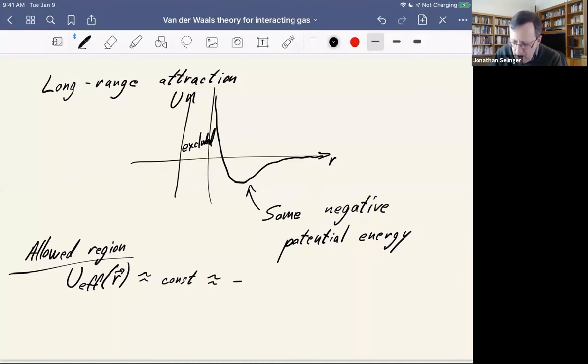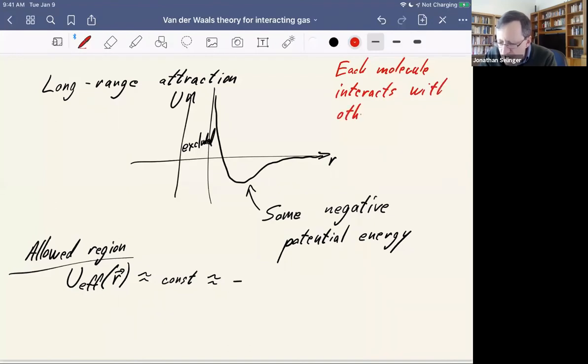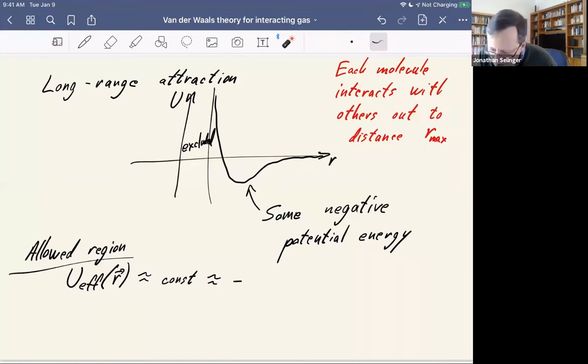I would say it a little bit differently. Suppose we say each molecule interacts with others out to a certain distance, I'll call it Rmax, a certain maximum radius. So for any molecules out to a distance Rmax, you feel an interaction. Out past the distance of Rmax, you don't feel very much. So maybe Rmax is something like there.